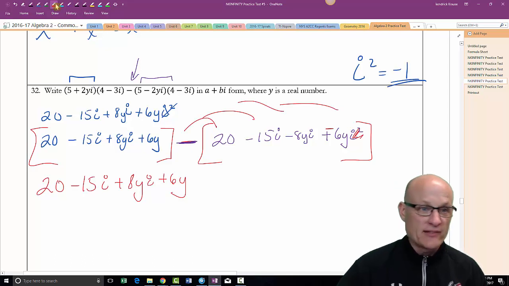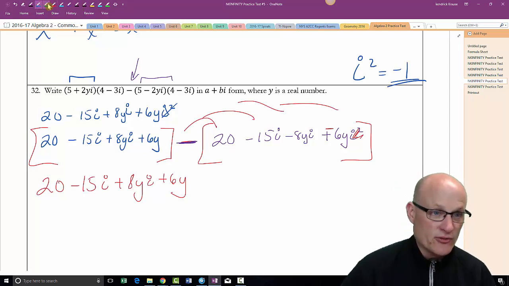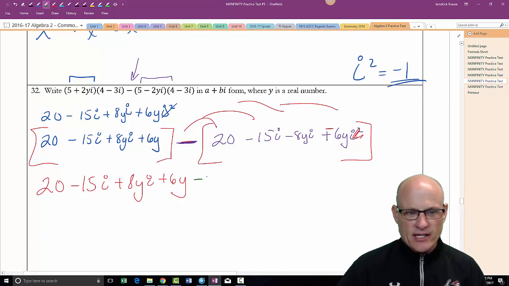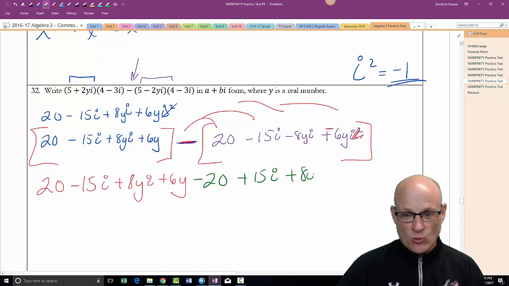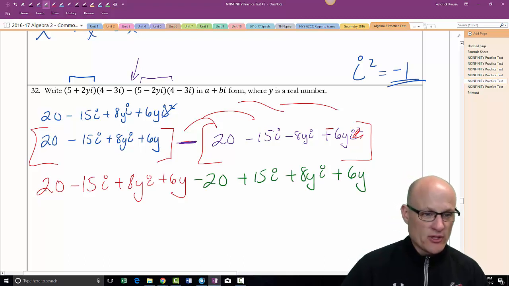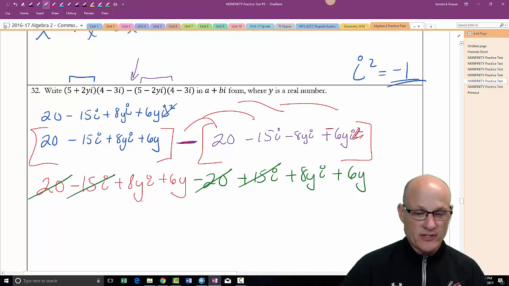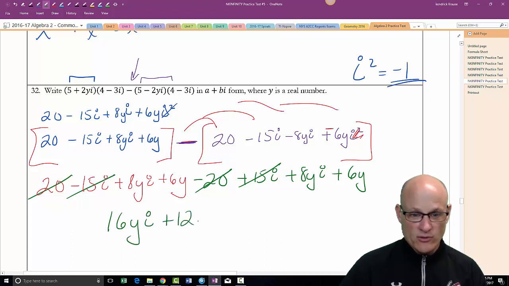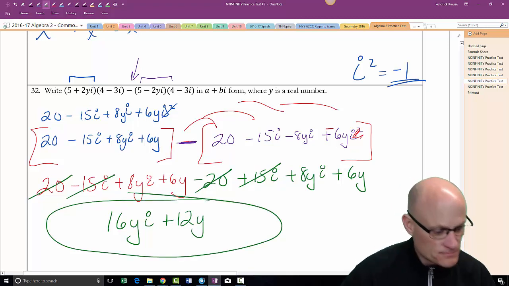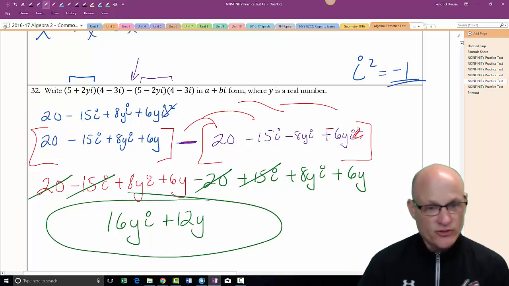This is the part that separates the students from the non-students. So I get negative 20 plus 15i plus 8yi plus 6y, just plus 6y. So let's see what goes. 20, negative 20. Negative 15i, positive 15i. So I end up with 16yi plus 12y. You've got to be kidding me.